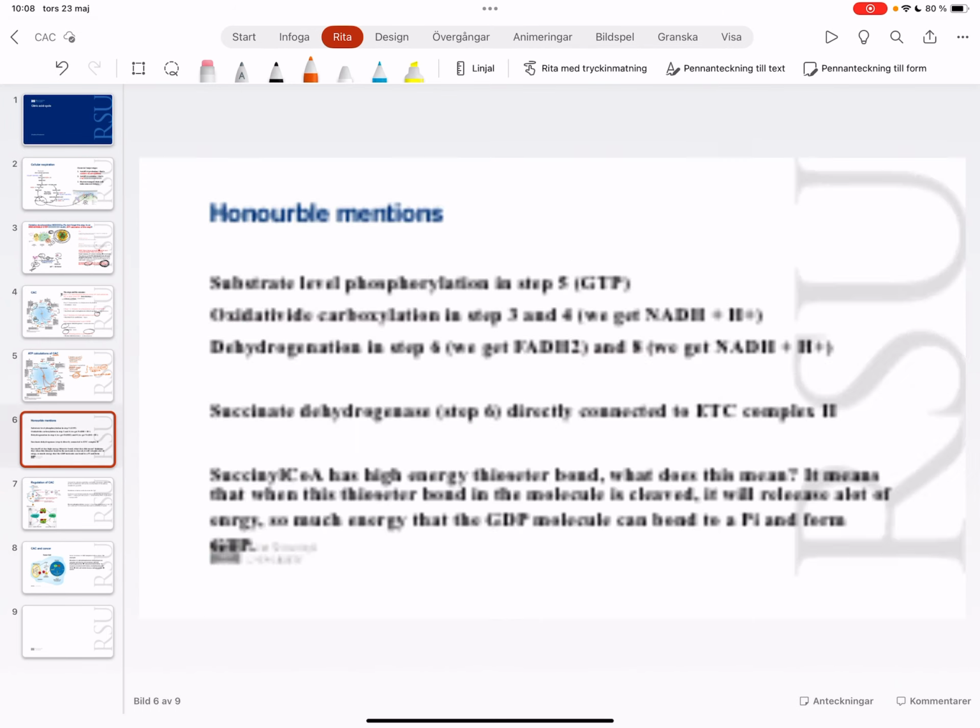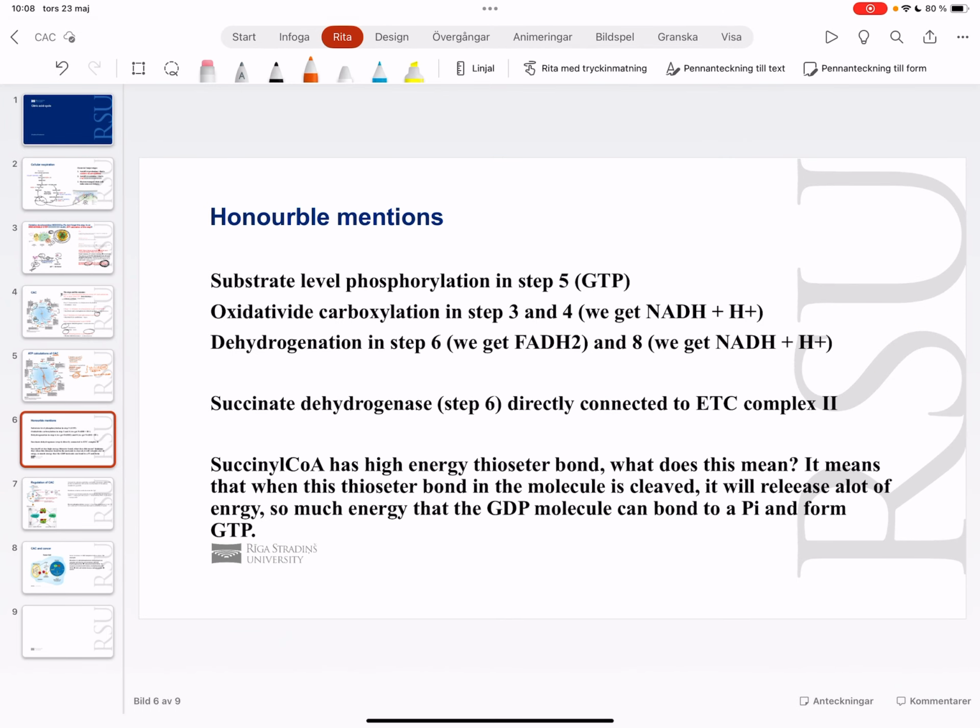Okay, so honorable mentions. Just like important steps, enzymes that you have to remember because they will be important for other pathways.